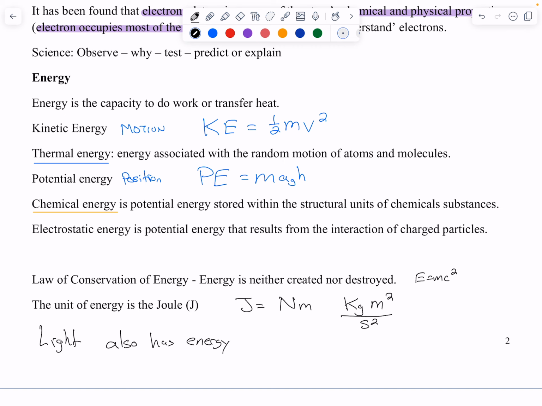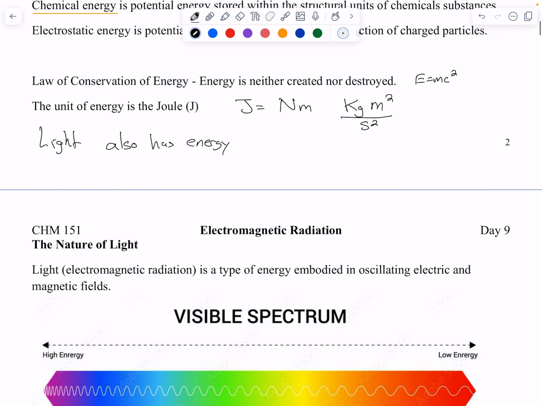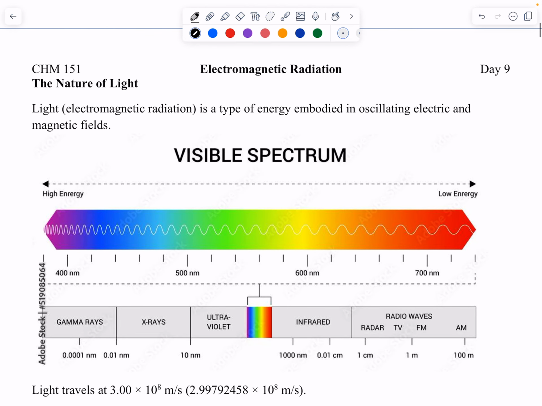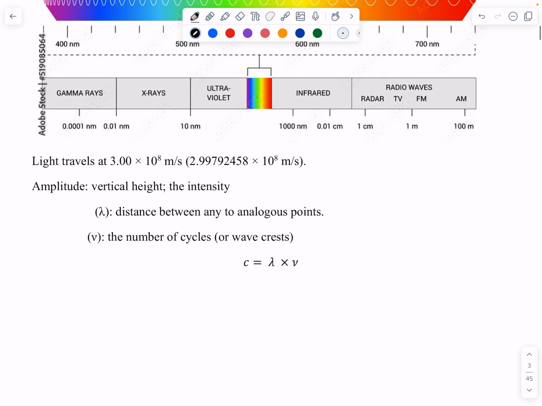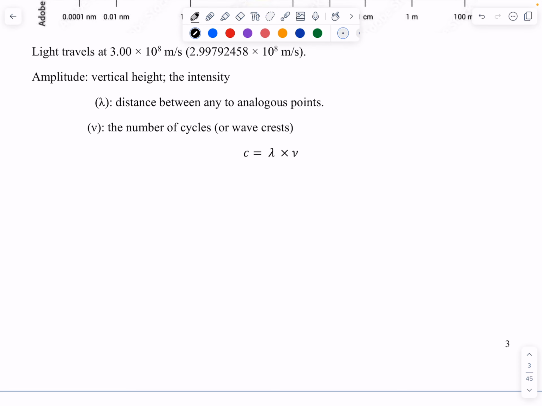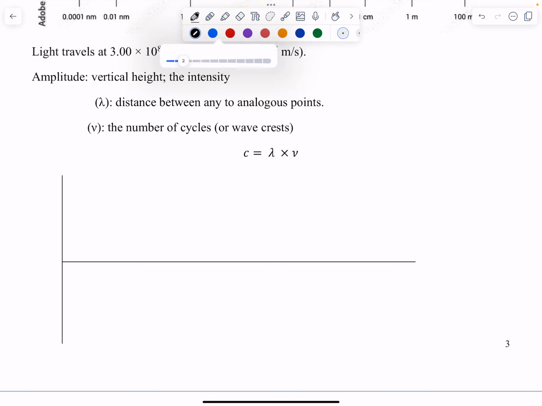All right, so let's talk about light. Light, any type of electromagnetic radiation, is a type of energy. It has an oscillating electric and magnetic field. And so if you think of a wave, here's the spectrum. If you think of a wave, what is a wave? So y-axis, x-axis, a wave goes up.